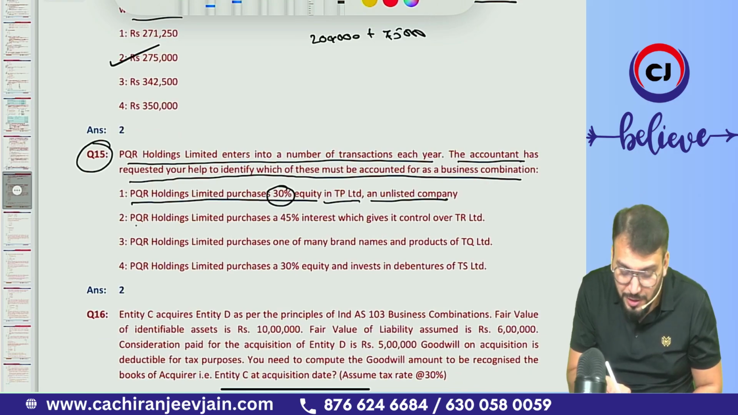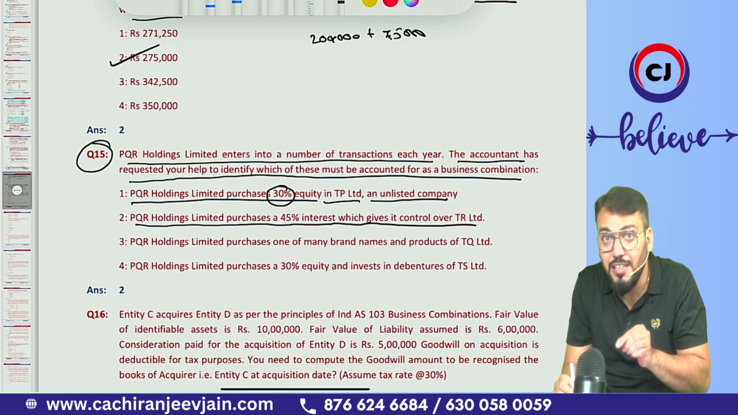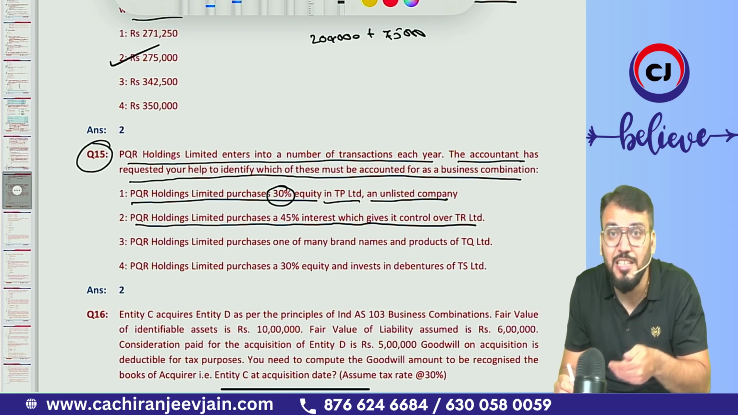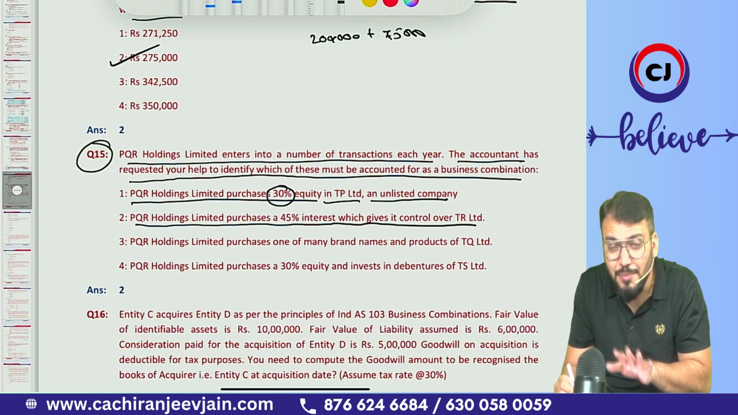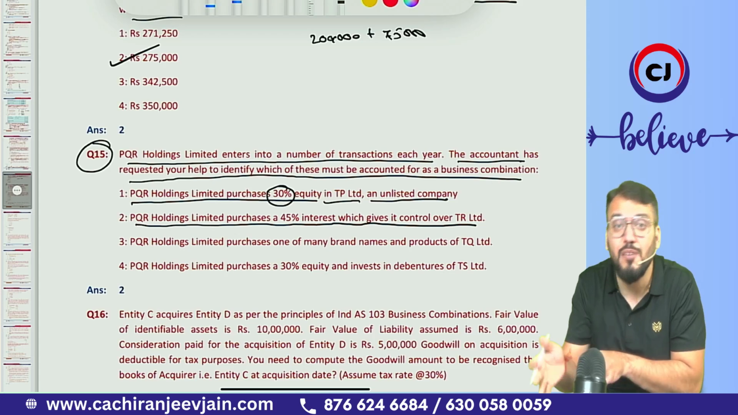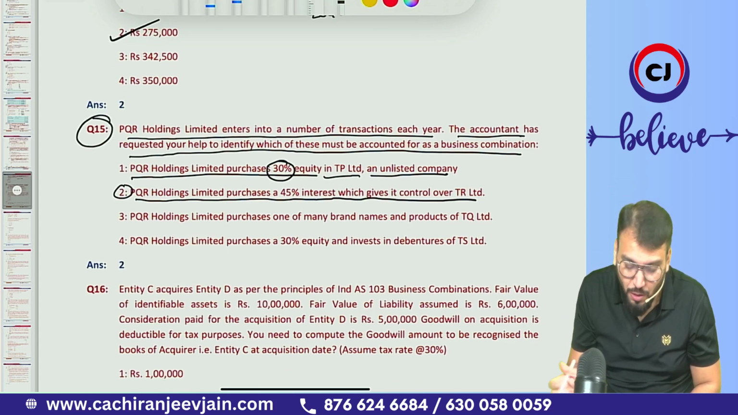Chalega? PK Holding Limited purchased a 45% interest which gives it control over TR Limited, because it is given that it will give control over TR Limited. So we know that there can be some de facto power, meaning even though we are not holding a majority of voting rights, there may still be de facto power if the rest is widely dispersed, or we may make some agreement with other vote holders. Correct? So this might be the correct option. Let us read all the options.